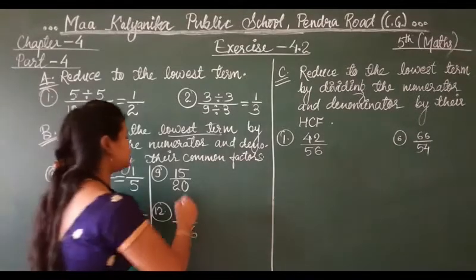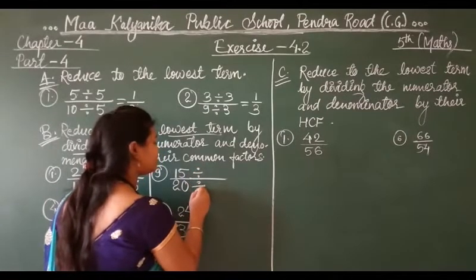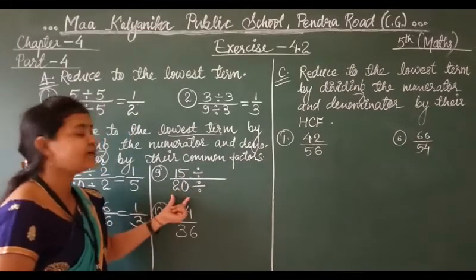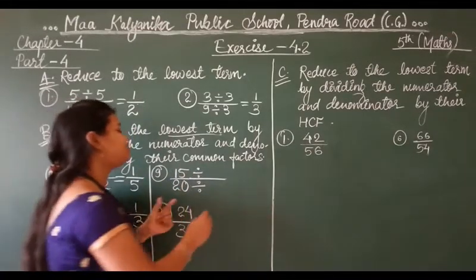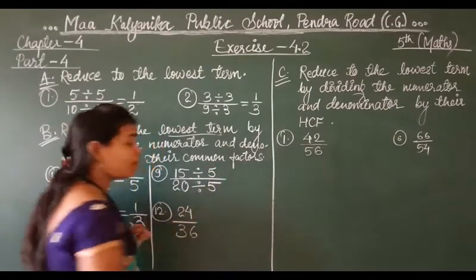Now moving to question number 9, 15 by 20. So students, here we cannot take 15 because 15 cannot divide 20. Which number can divide both 15 and 20? 5. 10 also cannot divide. So we will take 5 as a common factor.